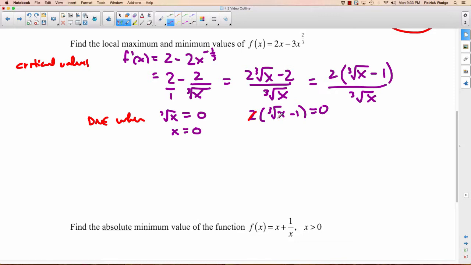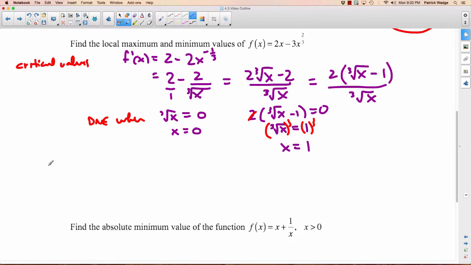So now we only have to deal with this. I'm going to move the 1 over. I get cube root of x equals 1. And then I'm going to cube both sides, and I end up with x equals 1. So we have two critical values, 0 and 1.